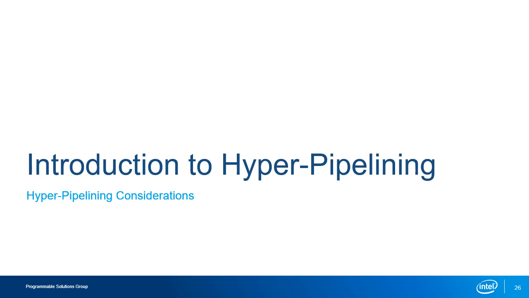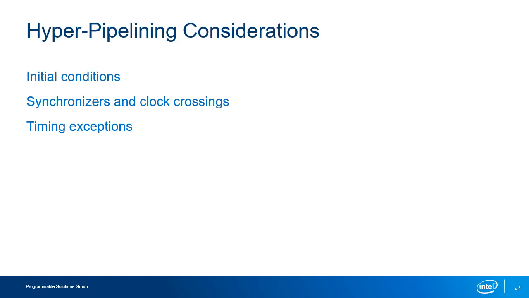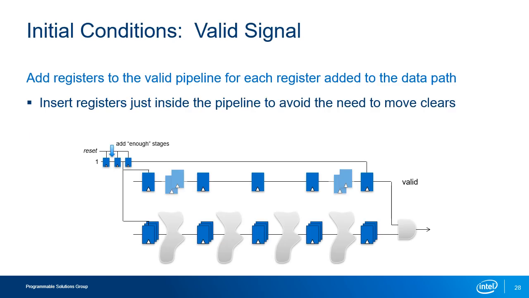For our final section, while tools like fast-forward compile make hyper-pipelining very easy, there are still some things you want to think about when actually implementing hyper-pipelining. In this section, we will talk about initial conditions, synchronizers and clock crossings, and then timing exceptions, all with regards to implementing hyper-pipelining.